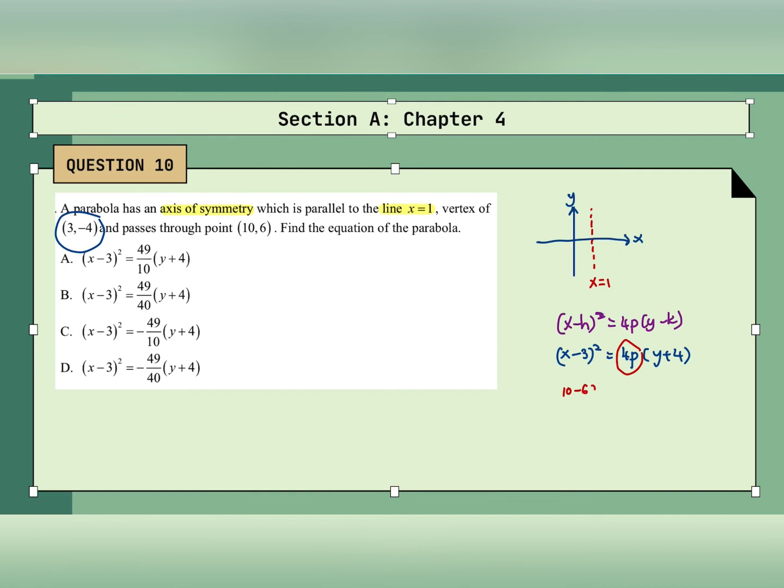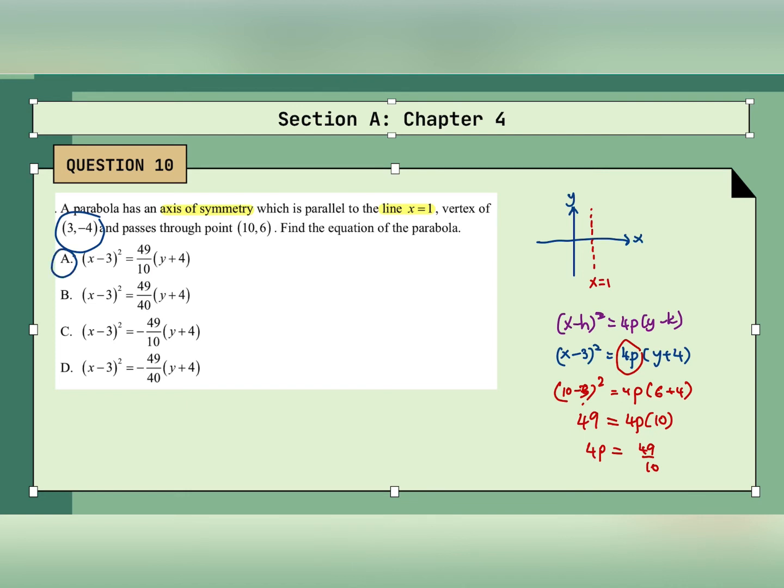10 minus 3 squared equals to 4p y. 6 plus 4. 10 tolak 3, 7. 7 square adalah 49. Sama dengan 4p 10. Saya biarkan 4p sahaja sebab kita nak dapatkan nilai untuk 4p ini. So 4p will be equals to 49/10. Okay, so carilah kat mana 49/10. Ini. So the answer adalah A.